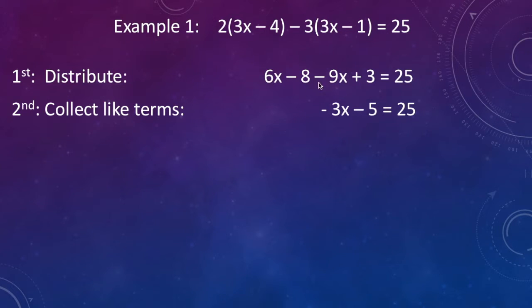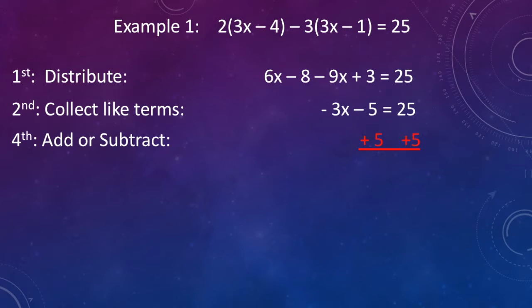So 6x minus 9x is negative 3x, and then negative 8 plus 3 is negative 5. And just bring down that equal sign, bring down that 25. Now here, I think we can go ahead and skip our third step because our x's are already on one side. So all we have to do is focus on getting rid of that minus 5. So we always do the opposite operation. So the opposite of minus 5 is plus 5 on both sides.